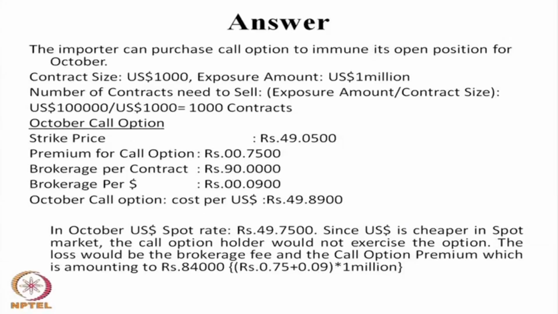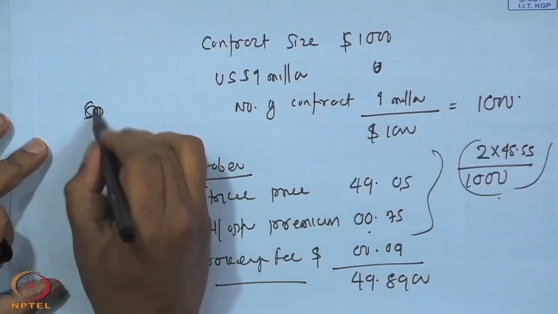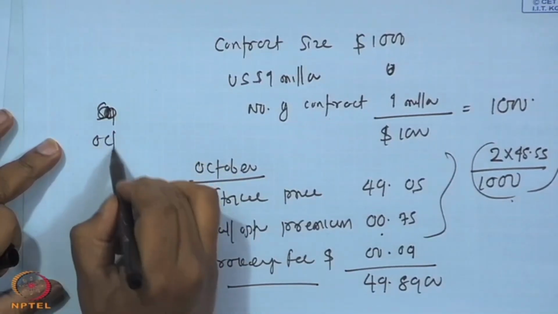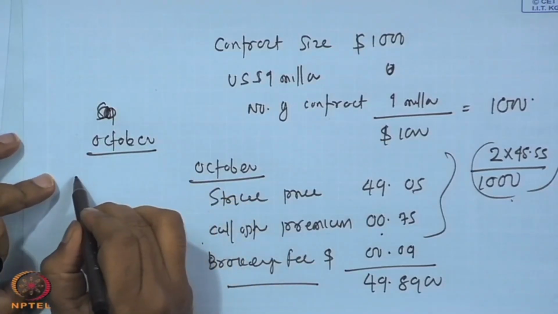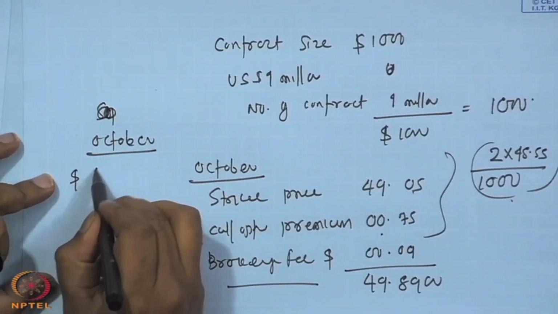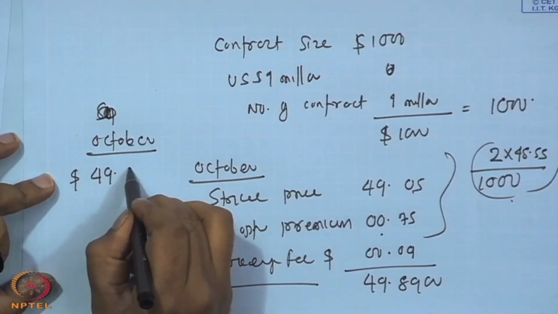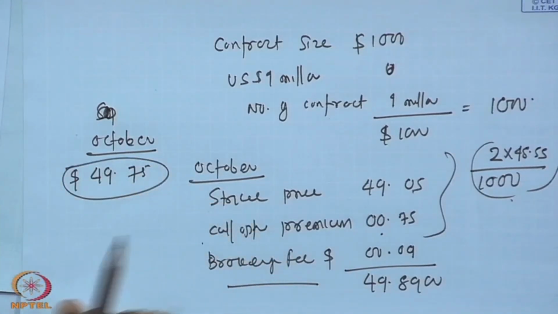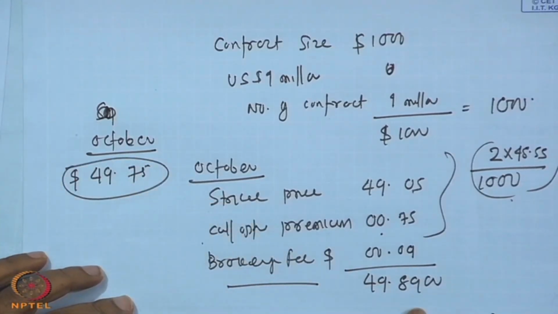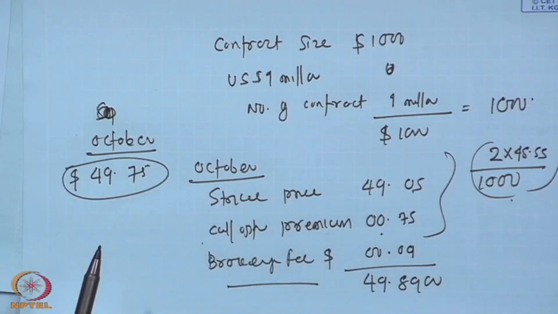But in the month of October, how much is the spot market? When the October month actually arrives, we have given an indicated rate. The spot market in October is 49.75 per dollar, but he is getting 49.89 per dollar. So, what is he supposed to do? Now, here the position is a loss.